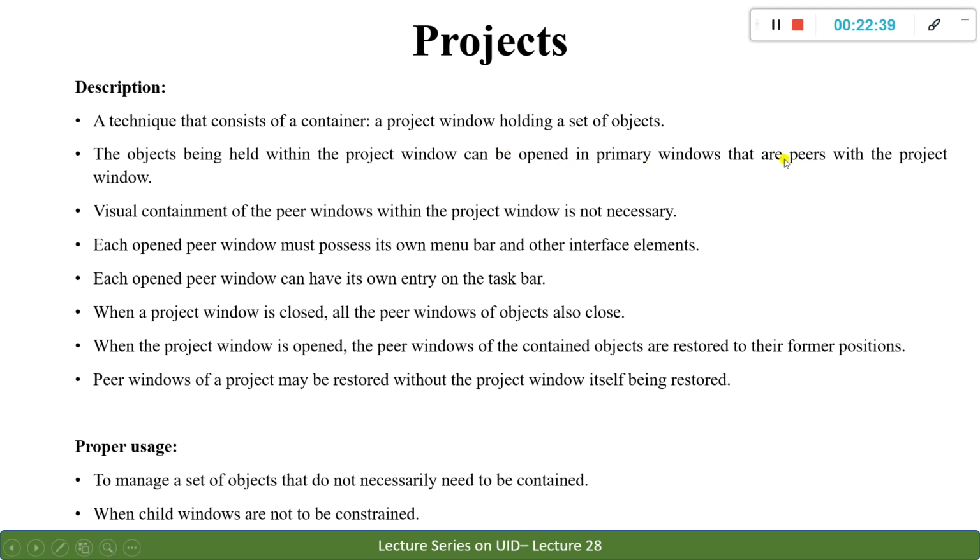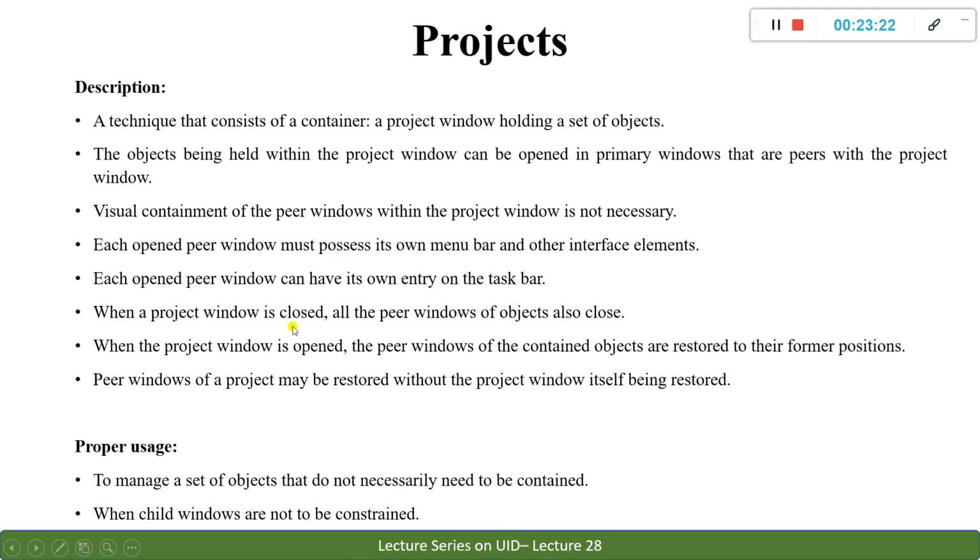So all of them start as peers, and visual containment of the peer within the project is not necessary. You need not have a visual containment. Like if you are running a XAMPP server, you will not know how many windows you are going to open. You just need to click on server run, correct? So each opened peer window must possess its own menu bar and other interface elements. So every object inside will have independent elements. Then each opened peer window can have its own entry on the taskbar. On the taskbar also it will be visible.